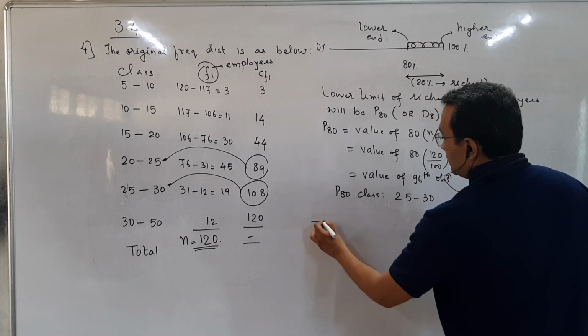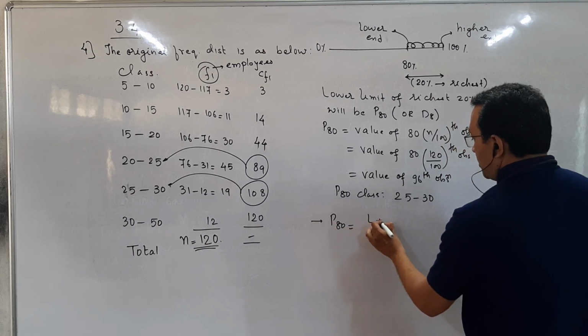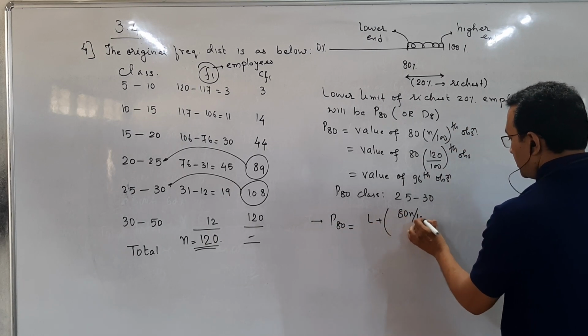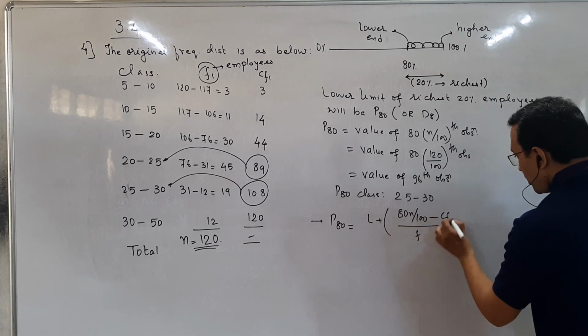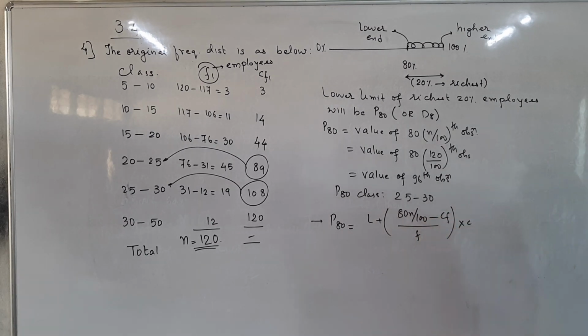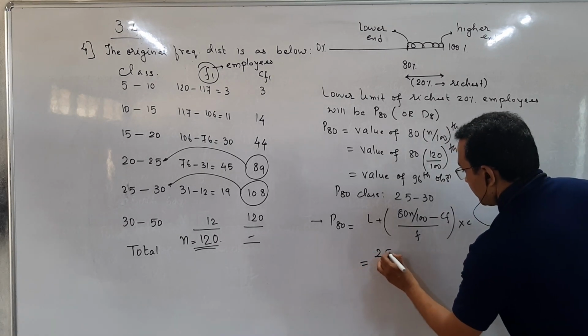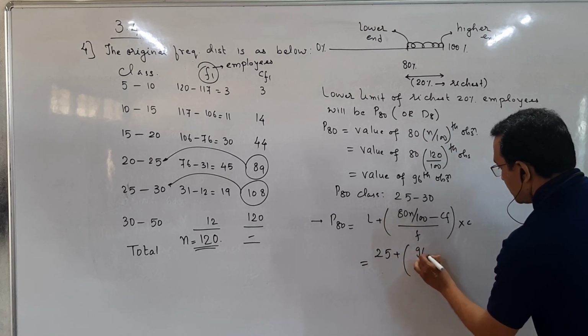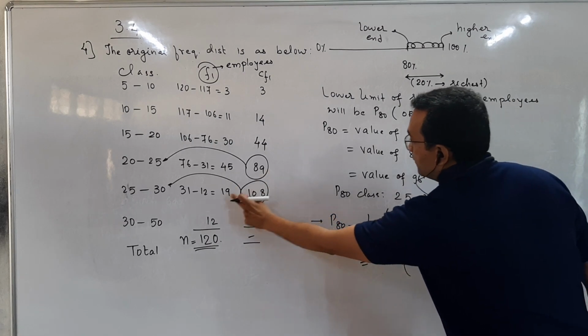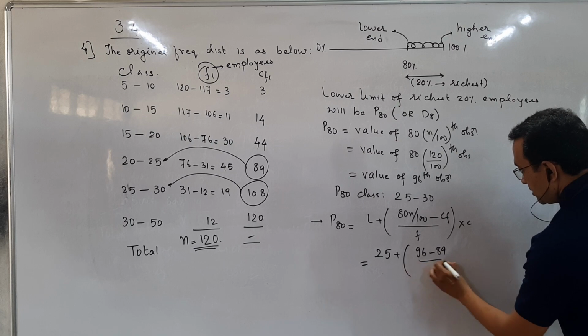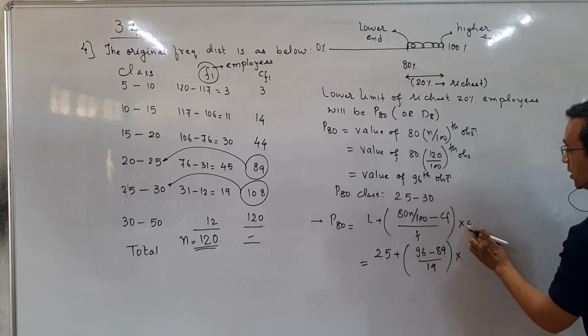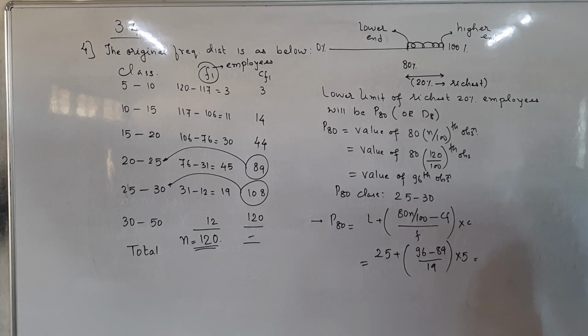Now, the P80 formula is very simple. L plus (80n by 100 minus CF) upon F, into C. What is L? The answer is 25. 80n by 100 is 96. CF of the previous class is 89, frequency is 90, into C, which is 5. So, simplifying, this turns out to be 26.84 thousand rupees.